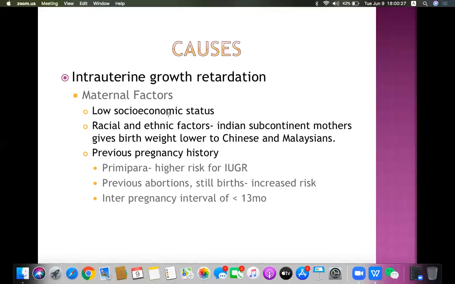Regarding the maternal factors, ladies from low socioeconomic status can give rise to premature delivery or IUGR both. Regarding the racial and ethnic factors, see there, Indian subcontinent mothers, means South Asia, usually give rise to babies whose birth weight is lower than Chinese and Malaysians. This is a difference in race or ethnicity. Not that much difference, but slightly lesser weight.